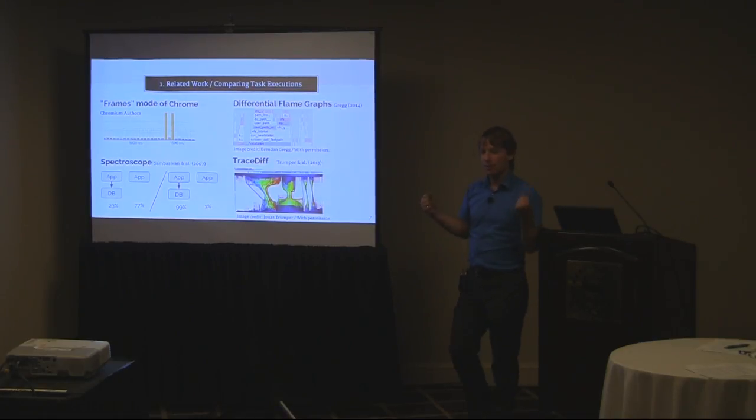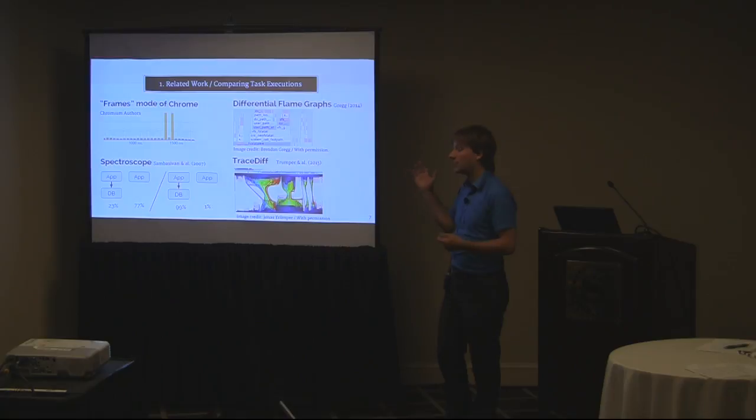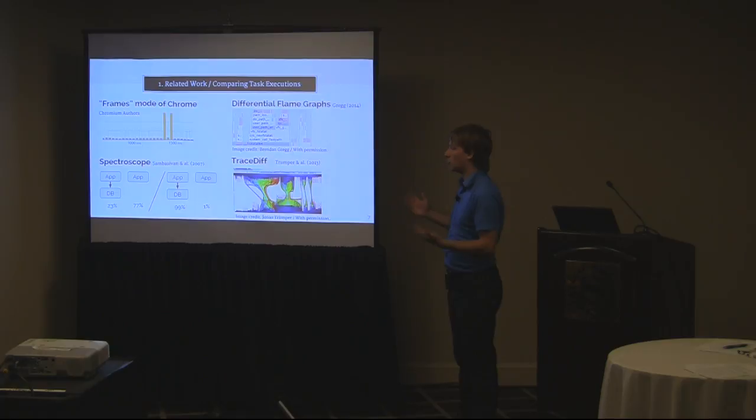Comparison of different task executions has already been used in some performance analysis tools. First, the frames mode of the Chrome developer tools shows the time required to refresh a web page using a bar chart. The height of each bar indicates the time required to generate a frame, and the colors within each frame indicate in which states time was spent.